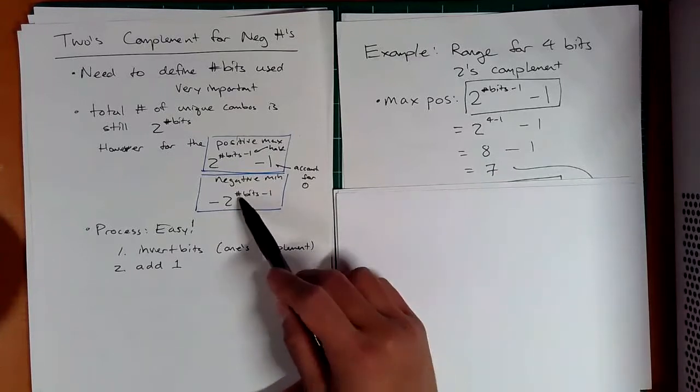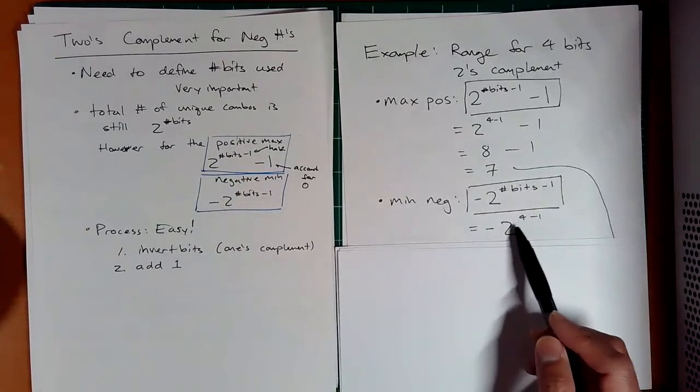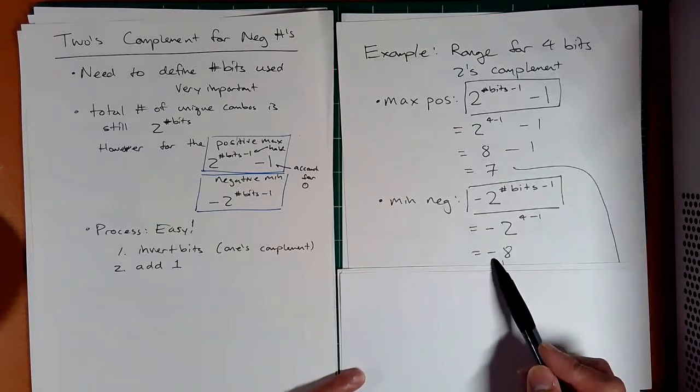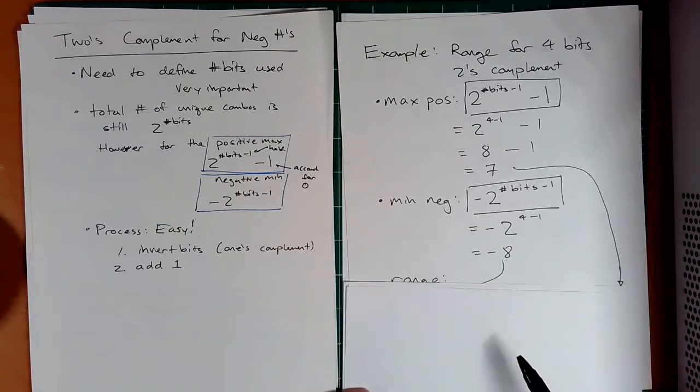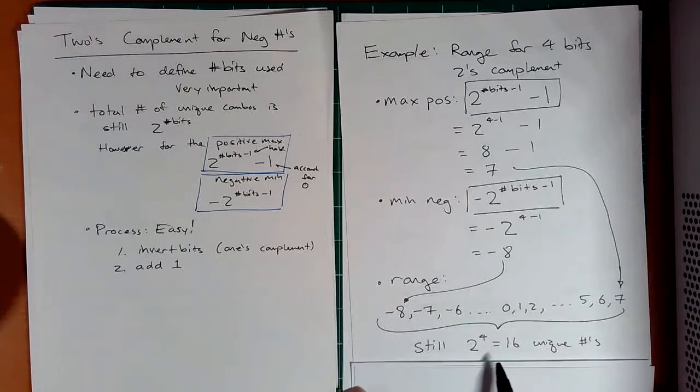Well, what about the minimum negative number? Well, negative 2 to the number of bits minus 1, which is negative 2 to the 4 minus 1, which is negative 2 to the 3, or negative 8. So the range goes from negative 8 to 7. Notice it's a total of 16 numbers.